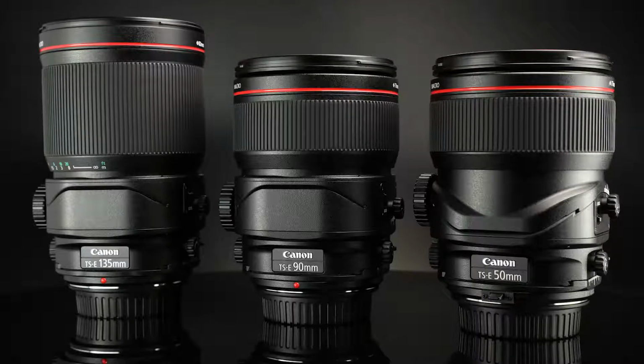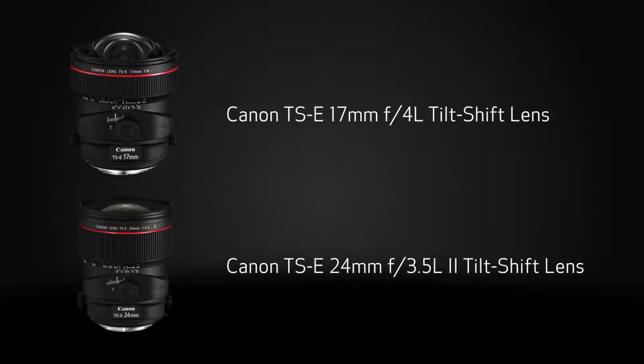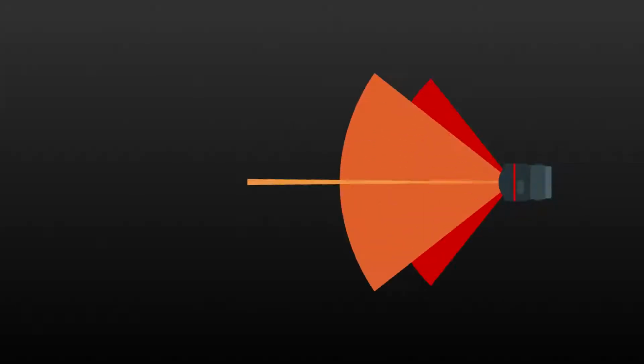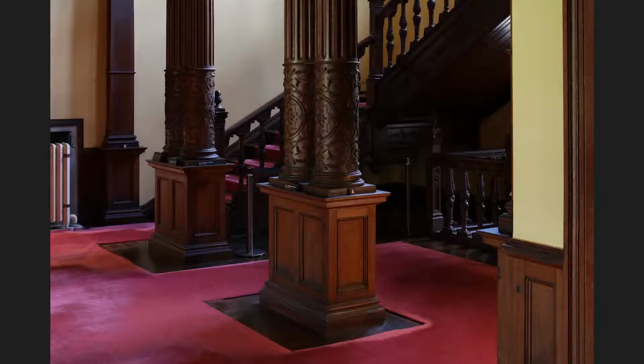These 3 lenses join our current wide-angle tilt-shift lenses, the TSE 17mm f4L and the TSE 24mm f3.5L version 2, giving us a family of 5 outstanding L-series tilt-shift options. The choices in focal length are similar to conventional lenses, providing a wide-angle perspective, a standard perspective, or a telephoto perspective. Tilt shift isn't just for architecture.